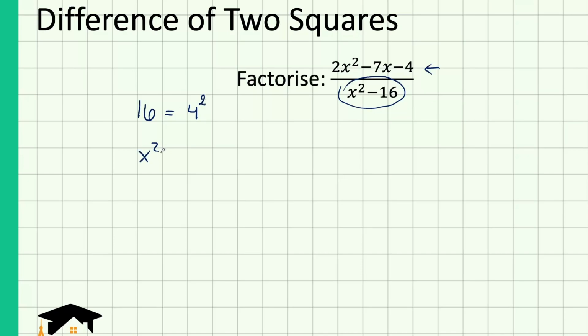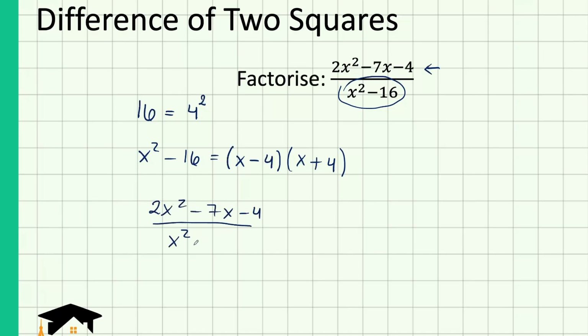And so x squared minus 16 can be written as x minus 4 times x plus 4. And so we can write this expression as the same in the denominator, at least with the tools that we have so far. There is nothing we can do with this one. And instead of writing x squared minus 16, we can write x minus 4 times x plus 4.